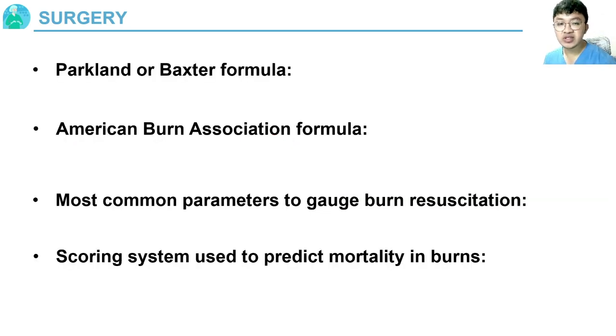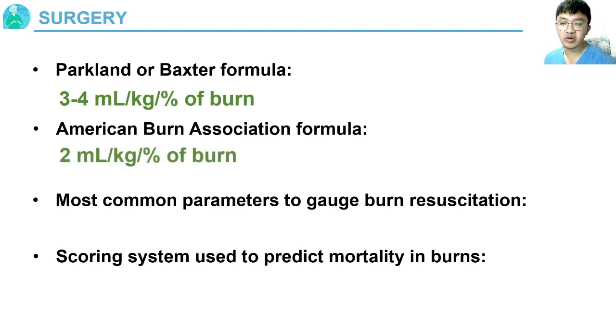Next, when we're talking about hydration, we need to memorize the Parkland or Baxter formula. For hydration, that's 3 to 4 ml per kilogram per percent of burn. That's your Parkland or Baxter formula. And also we have your ABA or modified Parkland's formula, which is 2 ml per kilogram per percent of burn, because the ABA has identified that patients who are given Parkland's formula are usually overhydrated. As a result, they congest. So they decided to decrease the constant factor from 4 to 2 ml per kilogram per percent of burn.